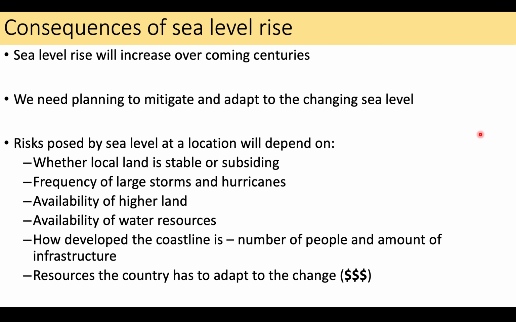Is there higher land around? So is there land for people in these coastal communities to move to? Are there resources for water there for these people to move? How developed is the coastline? So how many people are there? How many buildings are there? Are there entire cities that need to be uprooted and moved somewhere else?